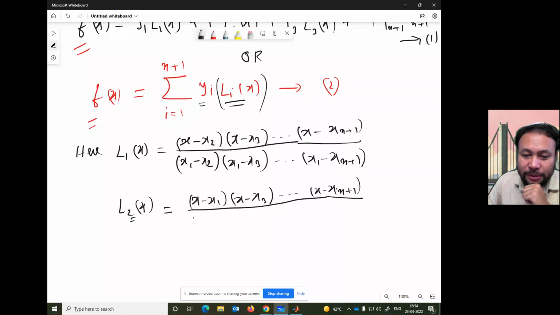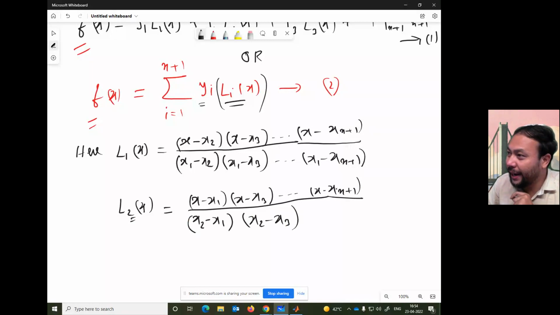What about the denominator? It is x2 minus x1, then x2 minus x3. There cannot be x2 minus x2, otherwise it becomes undefined. Same thing, up to x2 minus x(n+1).